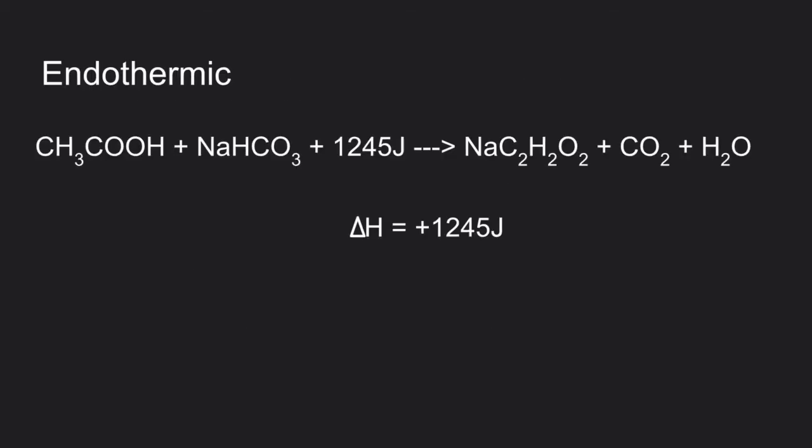Now an example of an endothermic reaction as an equation could be CH3COOH plus NaHCO3 plus 1245 joules yields NaC2H2O2 plus CO2 plus H2O. Now the energy is on the reactant side. So this is an endothermic reaction because it takes heat to happen. And the change of H, or change of heat, is equal to positive 1245 joules. Another way you can tell it is an endothermic reaction is the change of H is positive.